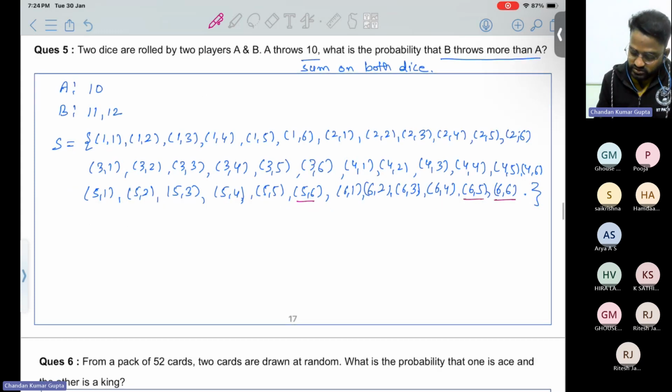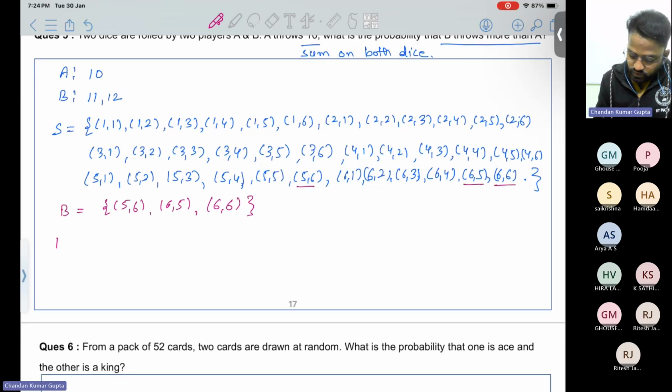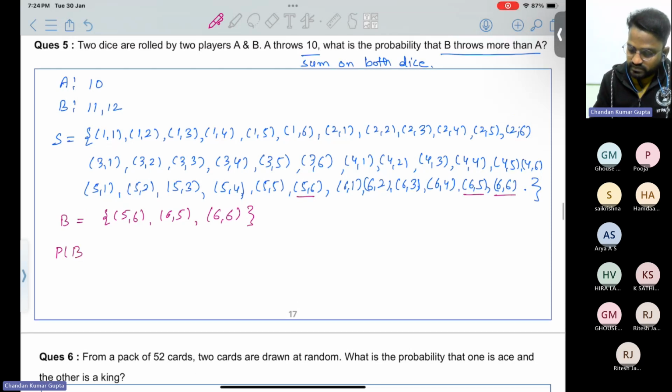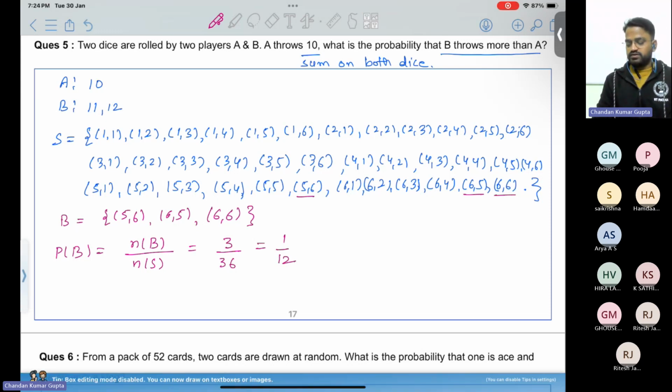So there are three possibilities for B. In favor of B, there are only three possible outcomes: 5 6, 6 5, and the last is 6 6. Okay, so the next is the probability that B throws more than A equals the number of elements in B over the number of elements in S, which is equal to 3 upon 36. This is equal to 1 by 12.